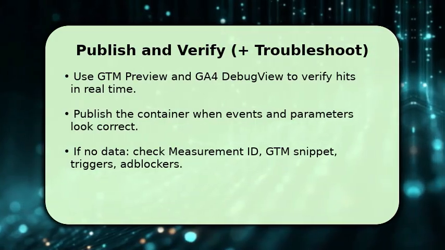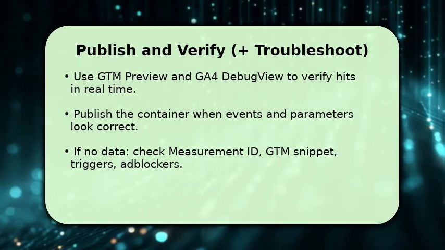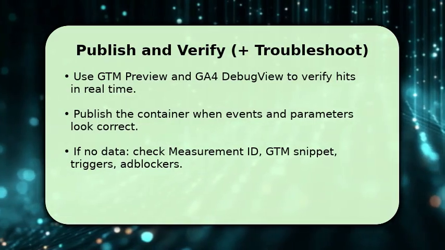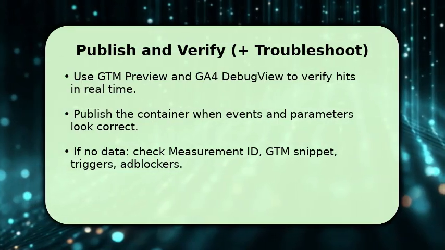Once you see consistent, correct hits, publish the GTM container to make changes live. After publishing, verify real-time reports in GA4 and check event parameter values.